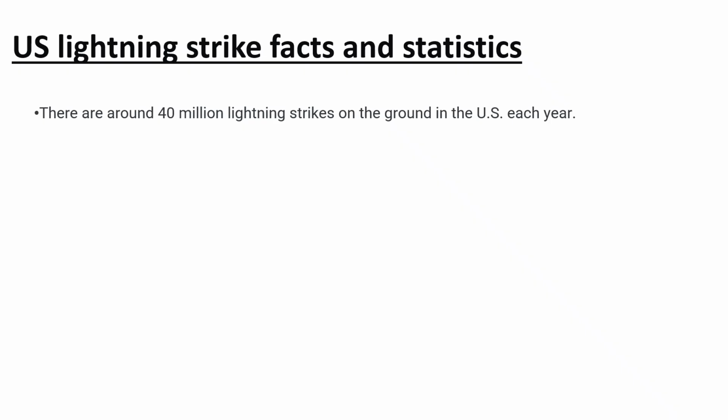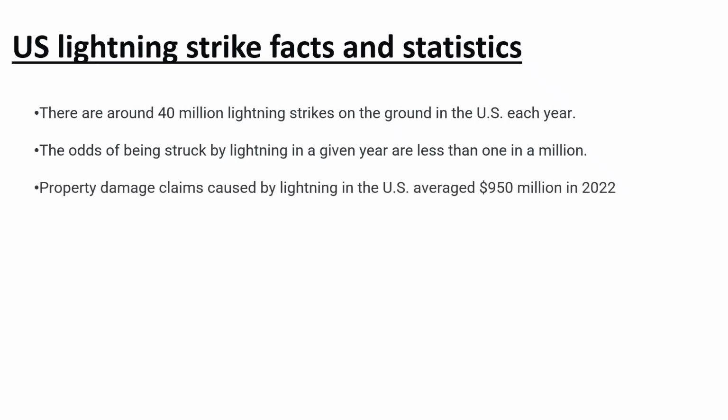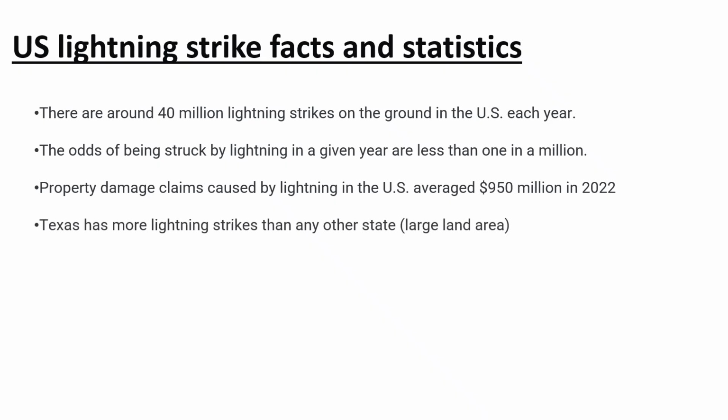Some facts and figures. About 40 million lightning strikes every year in the U.S. You have less than 1 in a million shot of being struck by it. But what we don't realize is that lightning actually causes a lot of damage. 9.5 million, it's almost $1 billion in 2022 of damage caused by lightning.